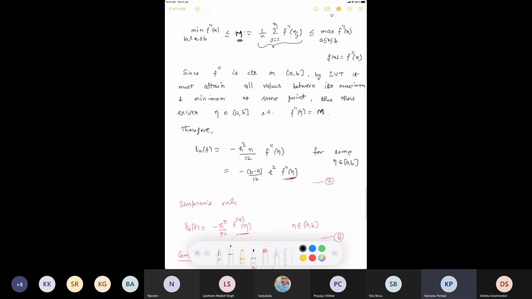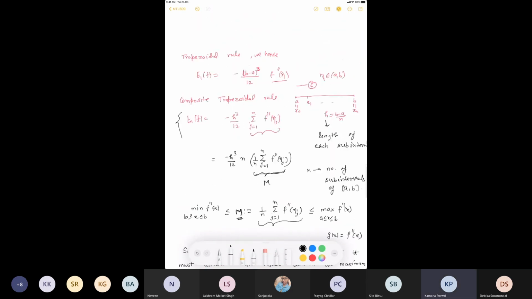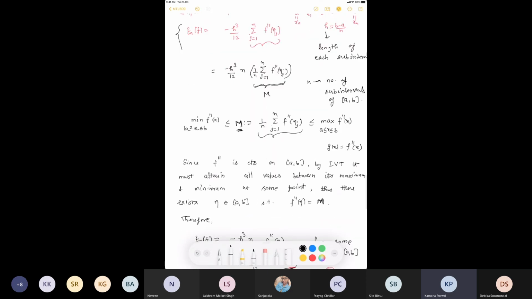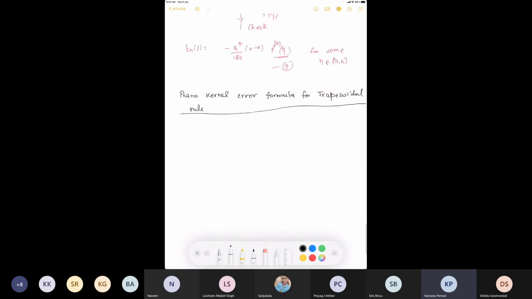So for example, if we talk about the standard trapezoidal rule, we know that this is how the error looks like, right? So from here, at least one thing I can conclude, that this is exact for polynomial of degree less than or equal to 1. Because we have the f double prime eta sitting here, right? So this information is going to be useful for us to derive this Peano kernel formula.